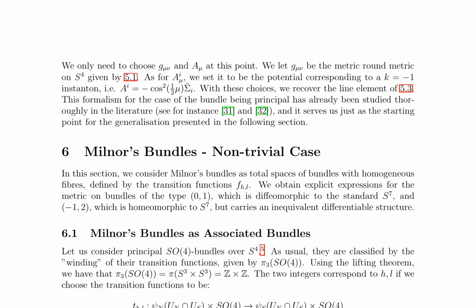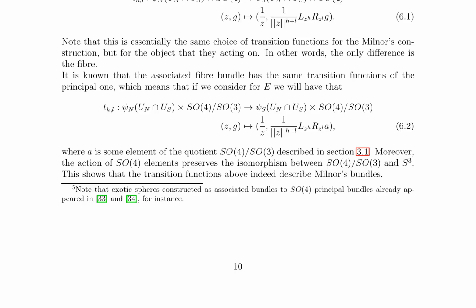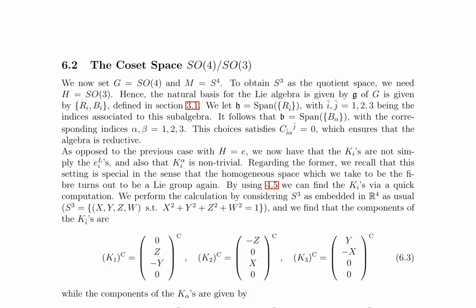We then consider Milnor's bundles as total spaces of bundles with homogeneous fibers, focusing on the metric for bundles of type 0, 1, and -1, 2. The transition functions are defined, and their equivalence to those in Milnor's construction is demonstrated. The associated fiber bundle is discussed, highlighting its similarity to the principal bundle in terms of transition functions.